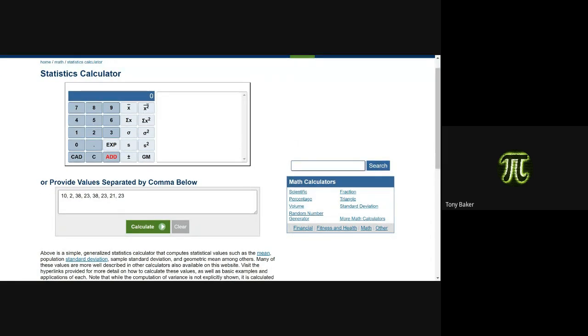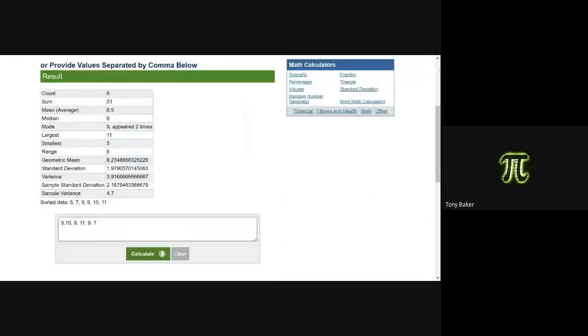And let's see, 5, 10, 9, 11, 9, and 7. So all you do is you put the numbers down here. 5, 10, 9, 11, 9, 7. And hit calculate. And it gives you the answer.